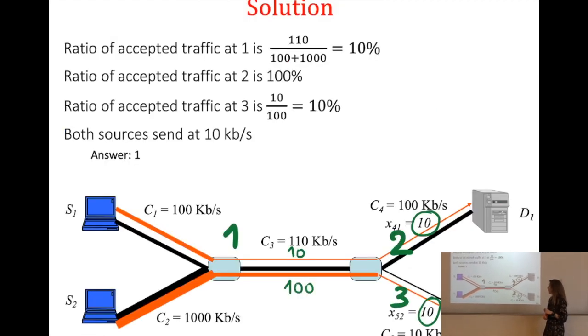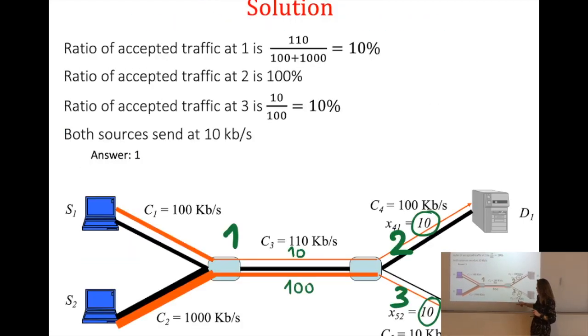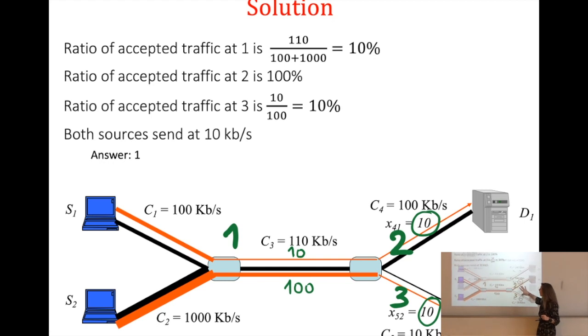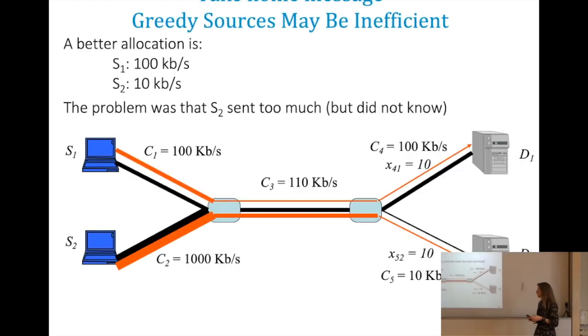Okay, and the bit rate that is achievable by S2 was also 10 kilobits per second because of this third link, right? So the maximum throughput that we have here is 20 kilobits per second in this network. So this is because they are greedy, but we can think of another way of handling this fairness problem.